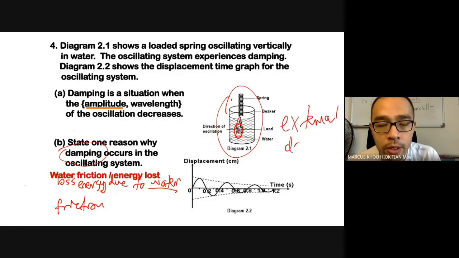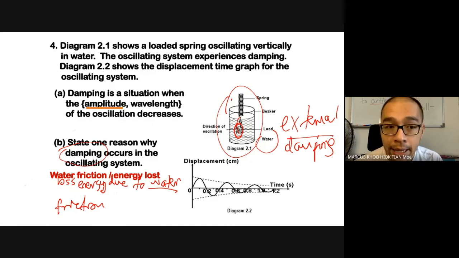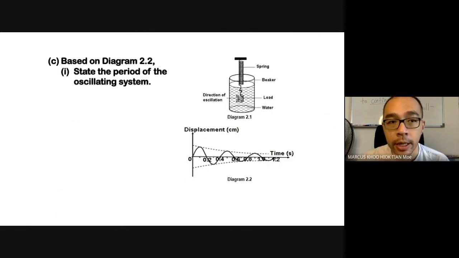Okay, remember we talked about 2 types of damping. There's external and there's internal damping. Internal damping is really because of the molecules. But external damping depends on where you put the load. If it is in water, then the external damping is from the water. Friction is from the water. But if it is in the air, then the external damping is because of the air friction. So be flexible that way. All right, good, Nikki. Based on diagram 2.2, state the period of the oscillating system, Chen-Hee.